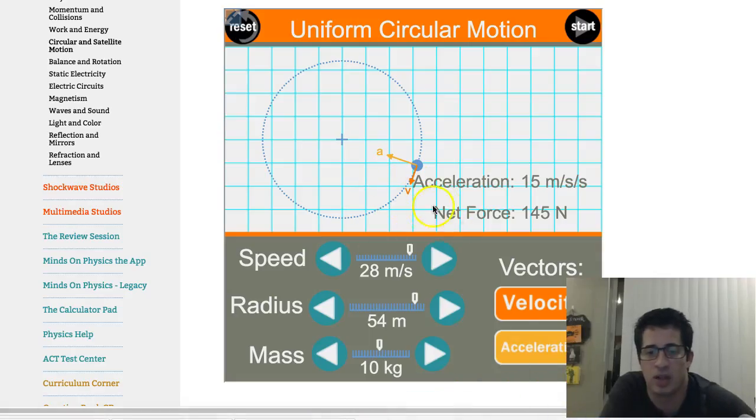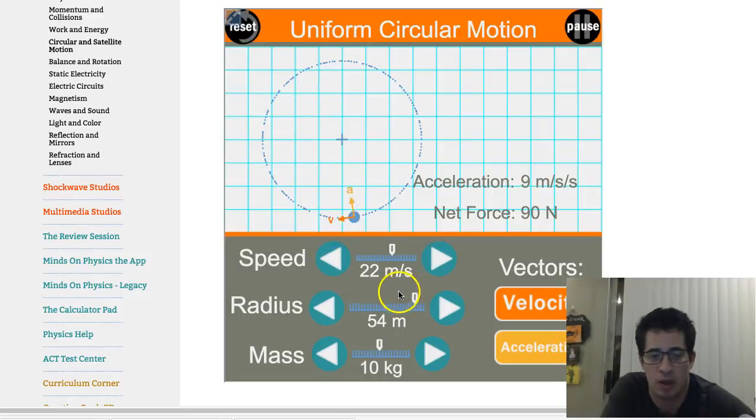Okay, so we're back to here, and we have this example here. If I decrease v, what's going to happen to a? Well, as I decrease v, you should see a getting smaller there. And as it increases, a gets bigger again. So smaller speed means less acceleration required. Greater speed means more acceleration required.